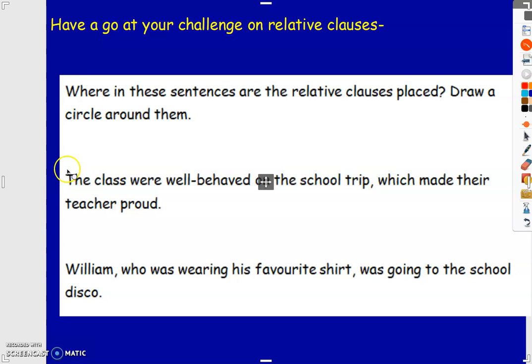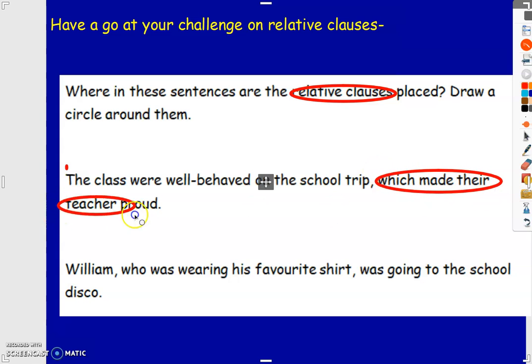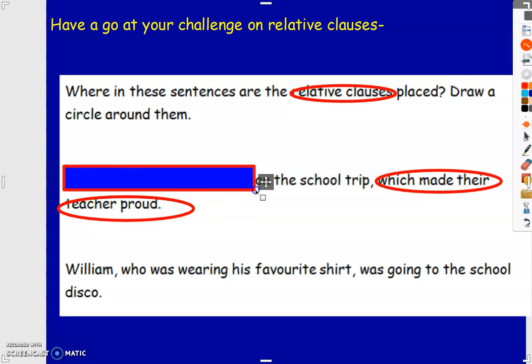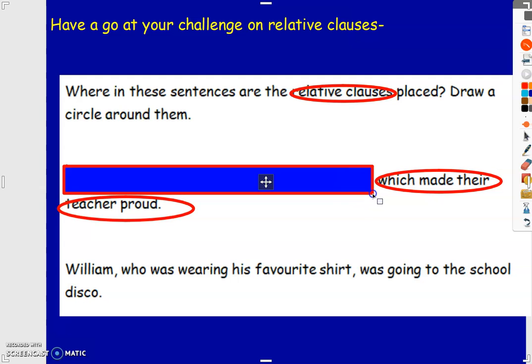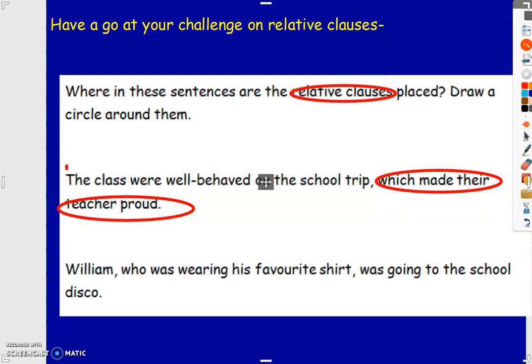So, let's have a look. The class who were well behaved on the school trip, which made their teacher proud. So the relative clause is the bit that doesn't make sense by itself. So it would be this bit, wouldn't it? Which made their teacher proud. If we were to cut that off there and not have any information, we wouldn't know what had made their teacher proud, would we? Okay.